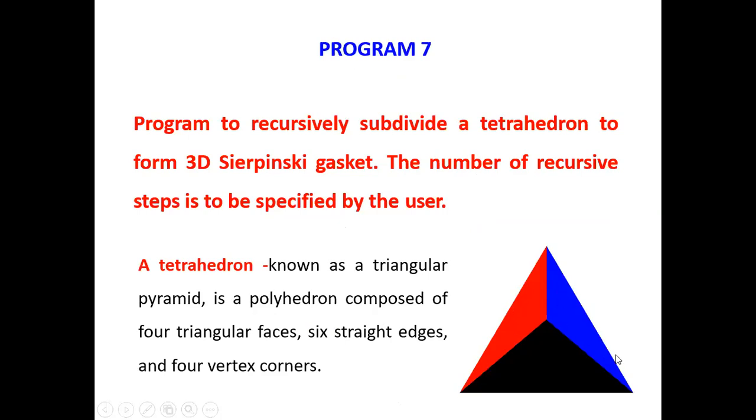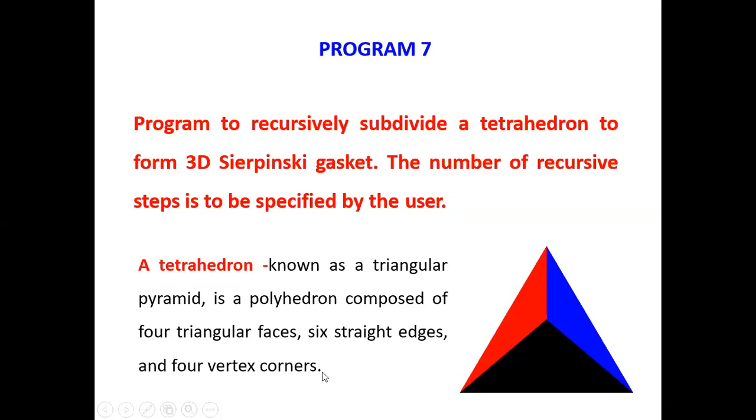You can see we have a face with blue color, a face with red color, a face with black color, and the other face is the bottom face. So a tetrahedron is a triangular pyramid, or a polyhedron which consists of 4 faces. How many vertices does it have? If I take the top view, this is your first vertex, this is the second vertex, this is the third vertex, and this is the fourth vertex.